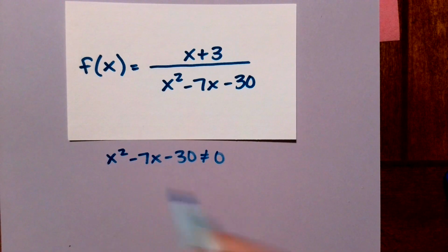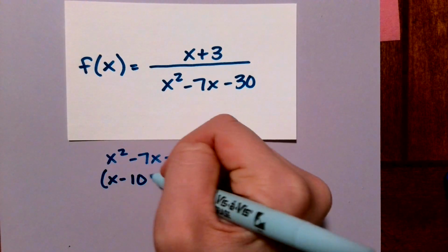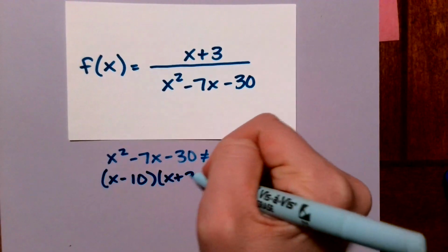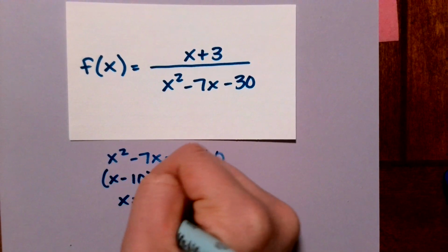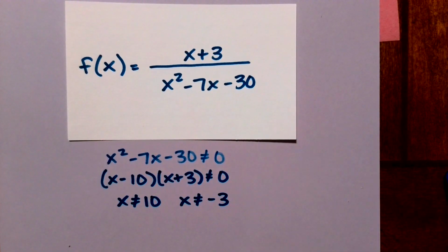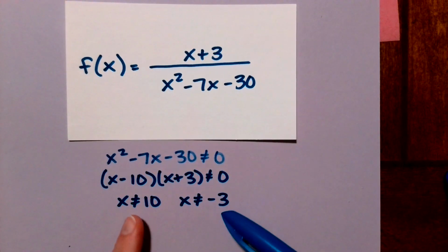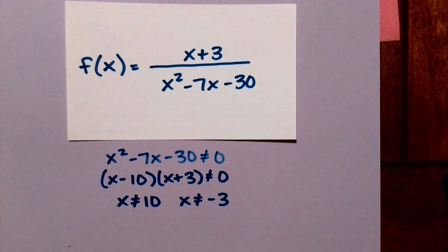So I'm going to have two different excluded values whenever I factor this. Let's see, we've got x minus 10, x plus 3. And then in solving, we get that x can't be a positive 10, and x also can't be a negative 3. So I have two different values that I'm trying to determine. Every single excluded value is either a hole or a vertical asymptote, so it has to be one or the other.